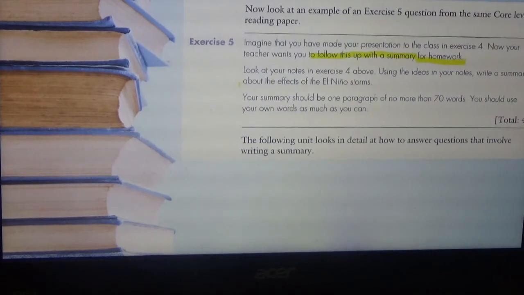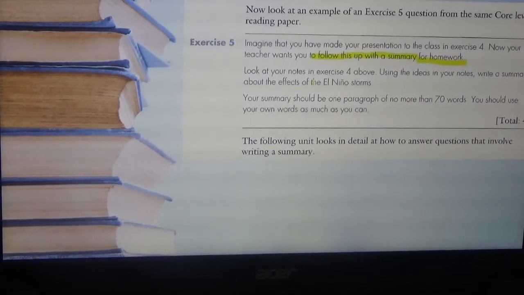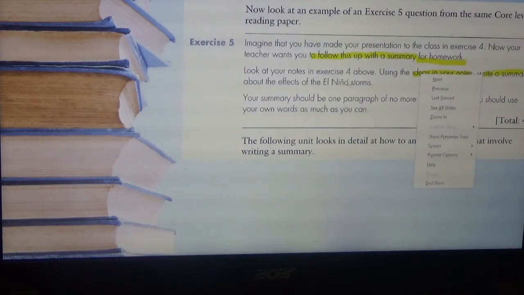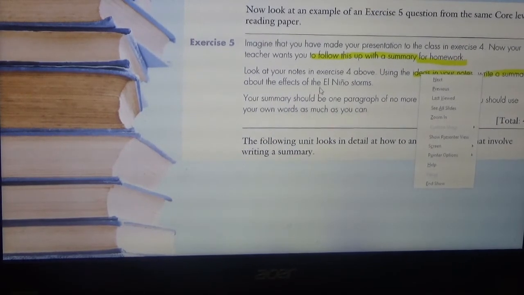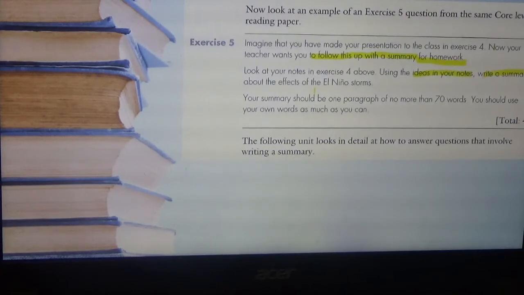Now, look at your notes in exercise 4, using the ideas in your notes. The ideas that you have written, of course, will be used to write a summary about the effects of the El Nino storms. Your summary should be one paragraph of no more than 70 words. You should use your own words as much as you can.